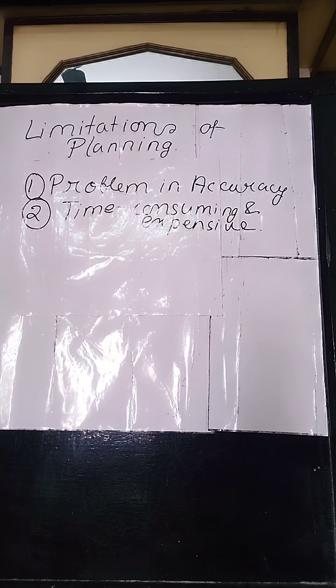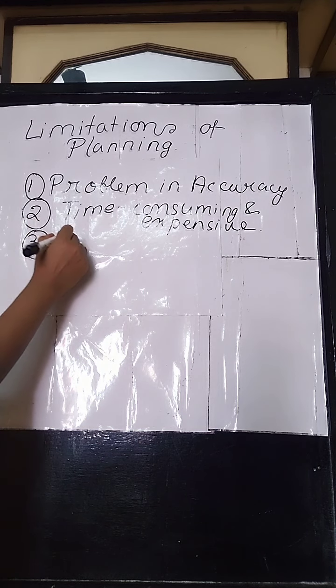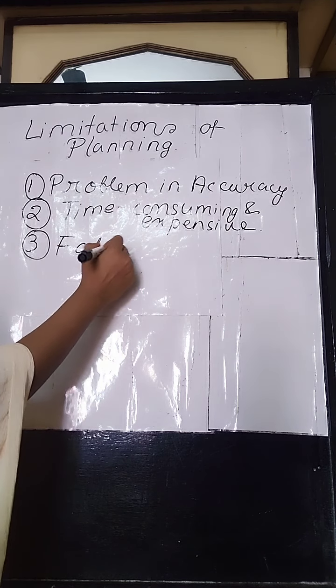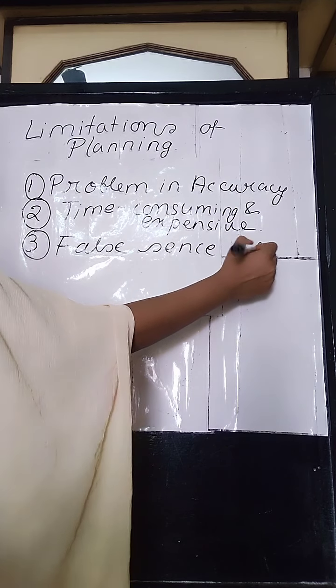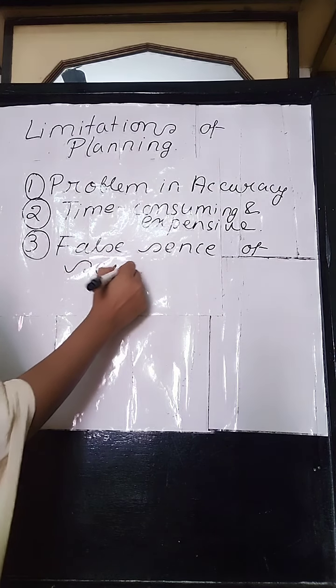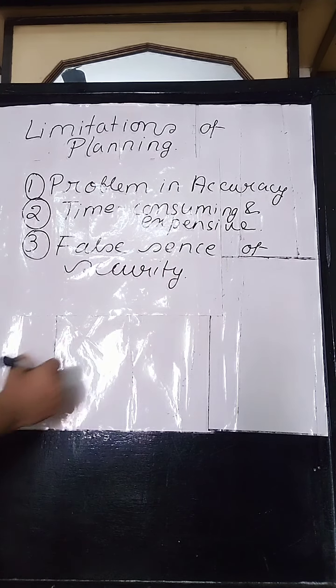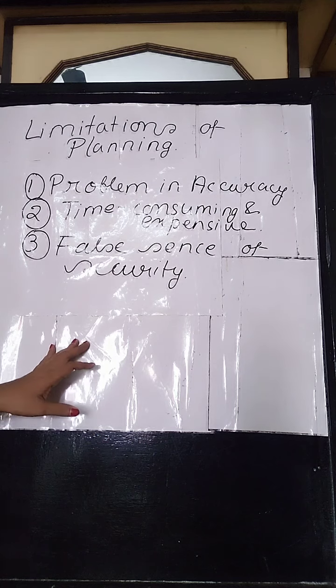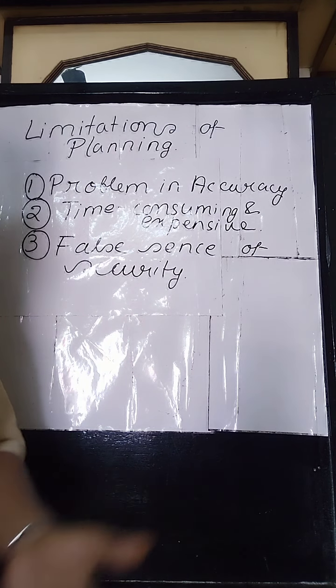Moving to the third limitation, false sense of security. Why false sense of security? Because planning creates a false sense of security among the managers. They believe that as long as everything goes on according to plan, there is no need to worry.